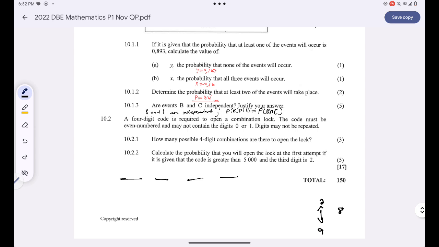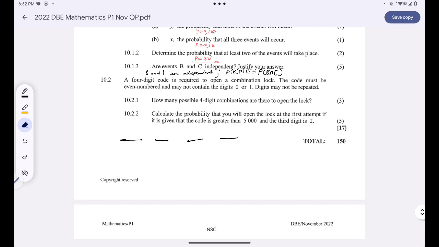Are you together? Okay. And the digits may not be repeated, né? Question number 1. How many possible 4-digit combinations are there? Did they say that the digit must be even numbered? Let me erase here. A 4-digit code is required to open a combination lock. The code must be even numbered, okay, and may not contain 0 or 1.